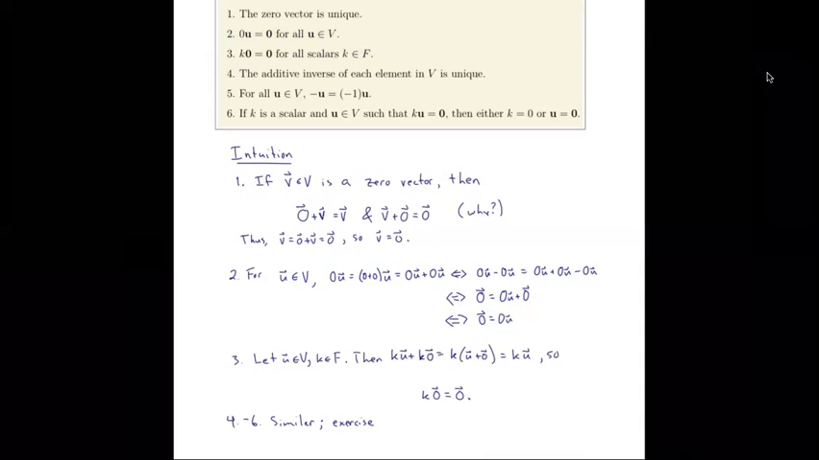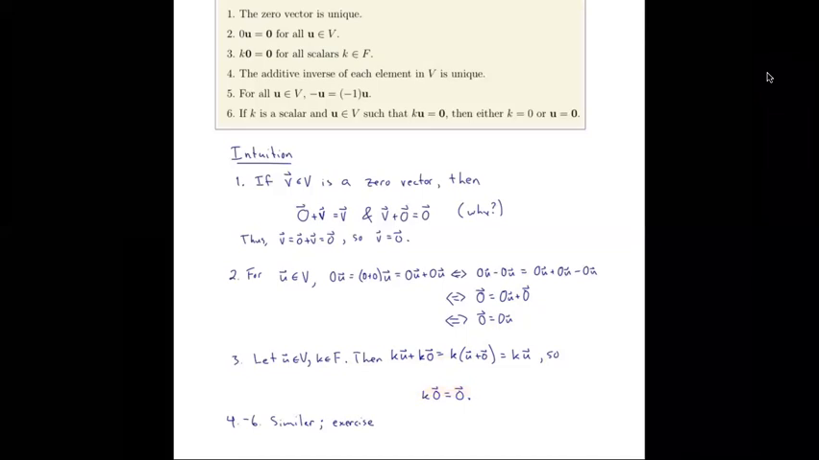We can write the following: ku plus k0 is equal to k times (u plus 0) by distributivity, and we arrive at this being equal to ku, because u plus the 0 vector is just u. That tells me that ku is equal to ku plus k0, and we could deduce that k0 is equal to 0.